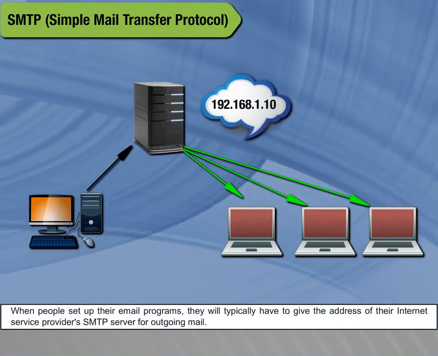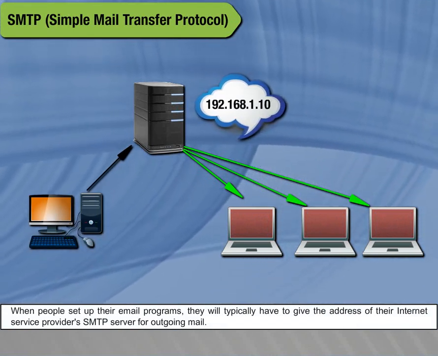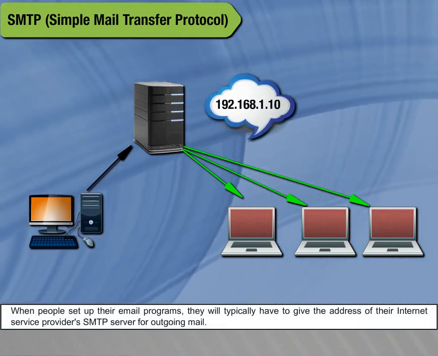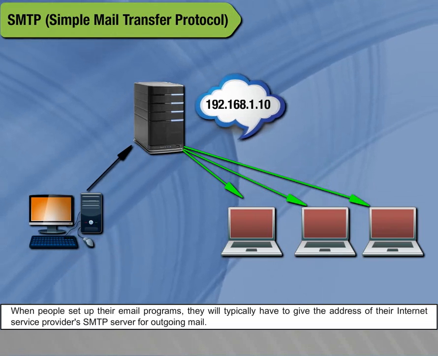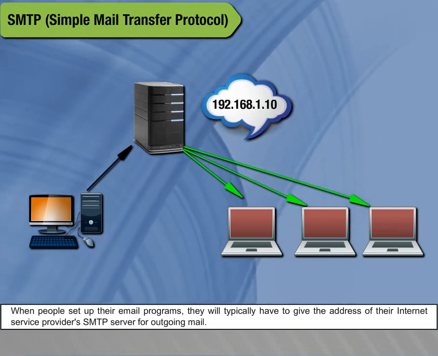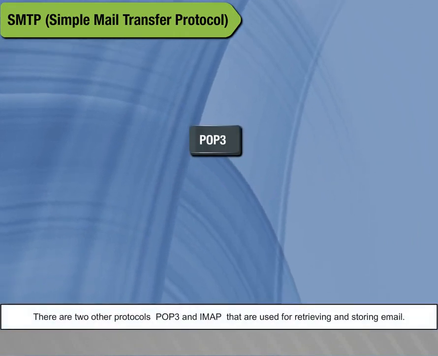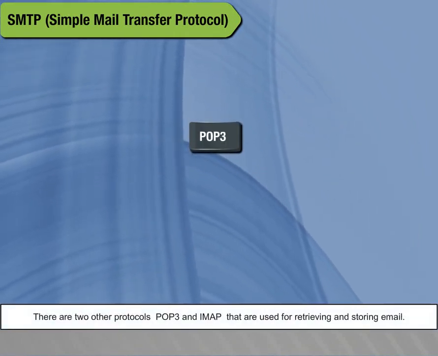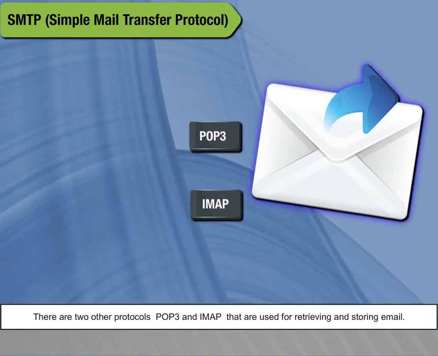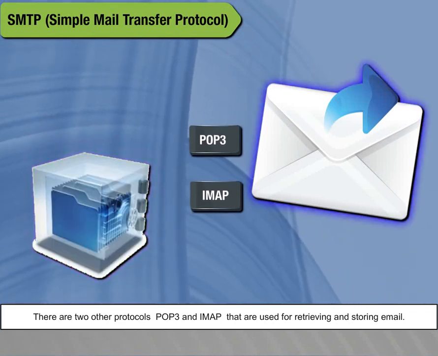When people set up their email programs, they will typically have to give the address of their internet service provider's SMTP server for outgoing mail. There are two other protocols, POP3 and IMAP, that are used for retrieving and storing email.